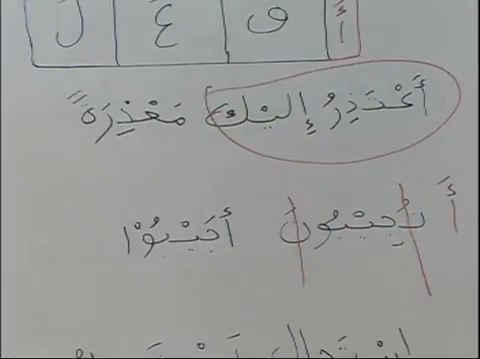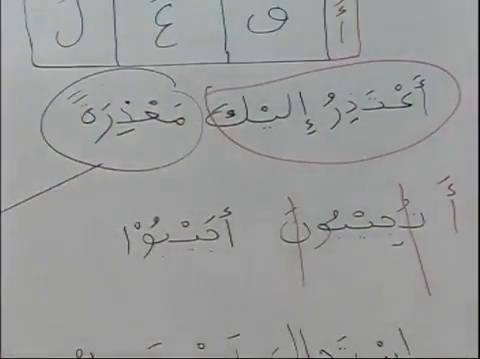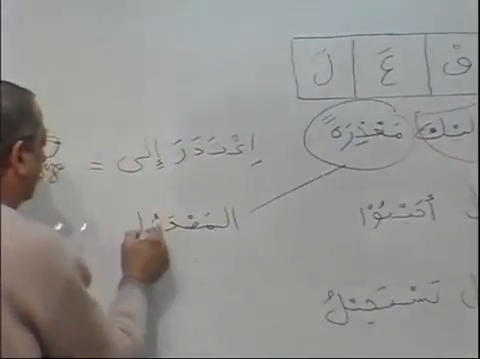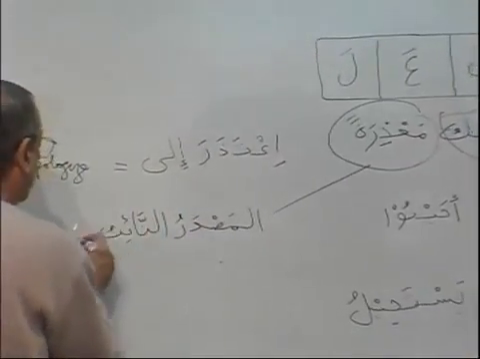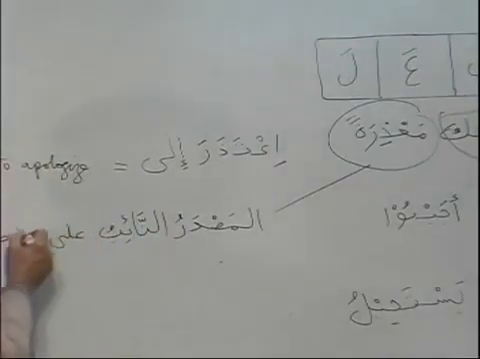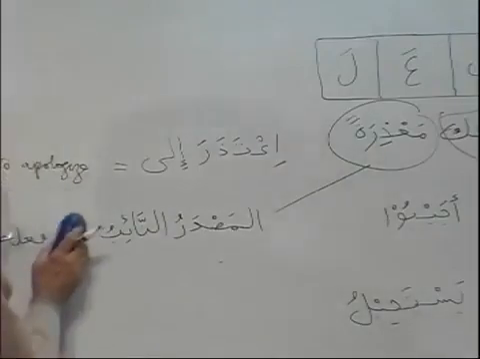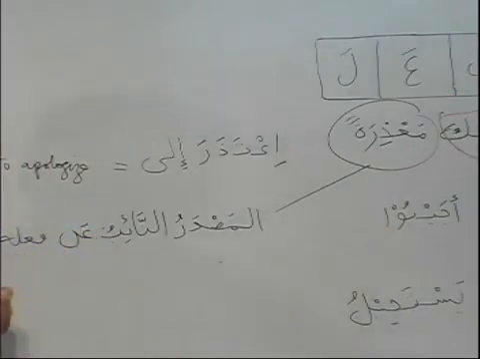What is it? Mahzuf. And what will you say? You can write down at ma'ziratan, you can write down this. Sister Maimuna, write down at the ma'ziratan, what will you write down? Al-masdarun na'ibu an fi'lihi. Okay?